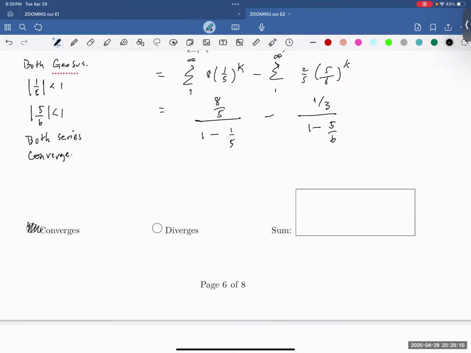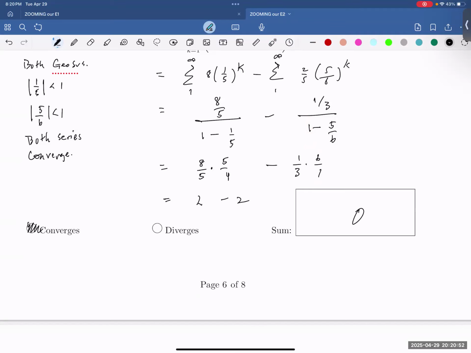Okay, so this already converges. What it converges to, we have 8/5 times the denominator, which is going to be 5/5 minus a fifth. That's 4/5, and then the reciprocal is 5/4. That's going to be 2, minus a third times the reciprocal of the denominator. The denominator is 6/6 minus 5/6, that's 1/6. So 6/1 like this. That's 2. Did we really get 0?